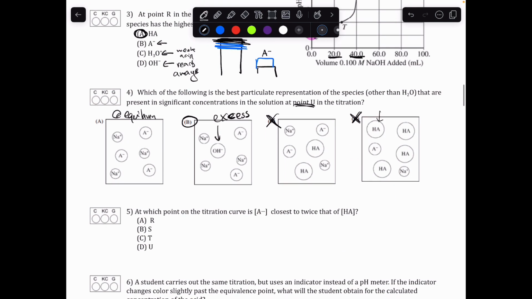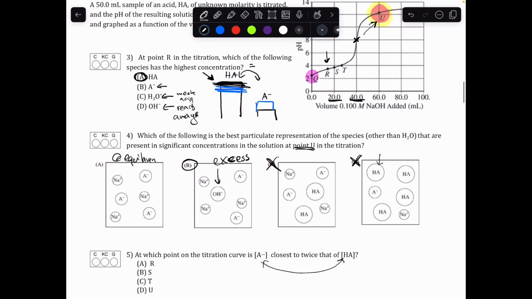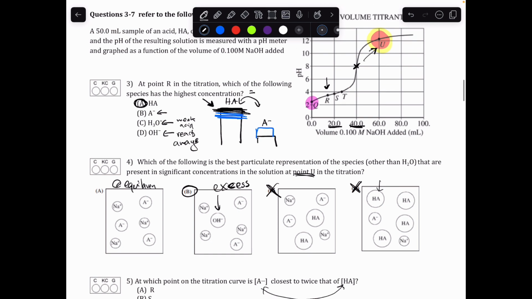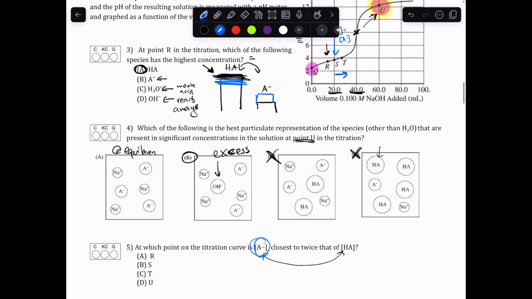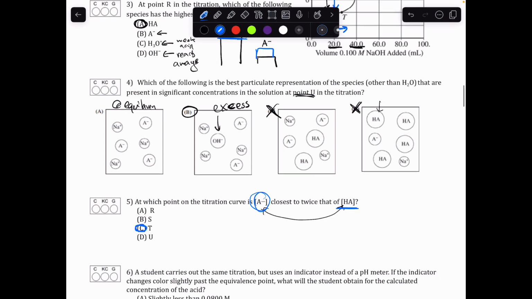Number 5 says, at which point the titration curve is A minus closest to that of HA. So once again, these are all connected to each other in understanding these questions. Once again, as we addressed, S is the point at which they're equal. And so if at this point I want more A minus, that means I want to go past S. But if I still want HA to be here, we can't go past the equivalence point, and so that's why it would be point T.